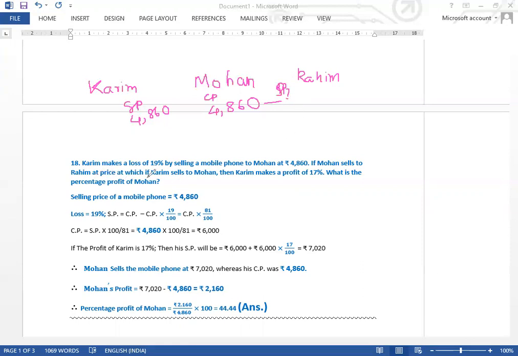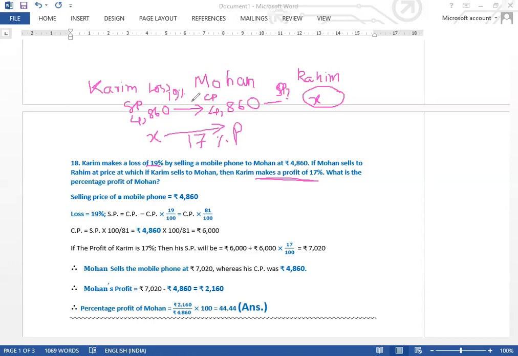The selling price at which Karim sells to Mohan, let it be X. So if Karim sells the same phone to Mohan at X rupees, then Karim makes a profit of 17%. Now Karim makes a profit of 17%. Initially, when he sold the mobile phone to Mohan, he made a loss of 19%. Here he makes a loss of 19%.